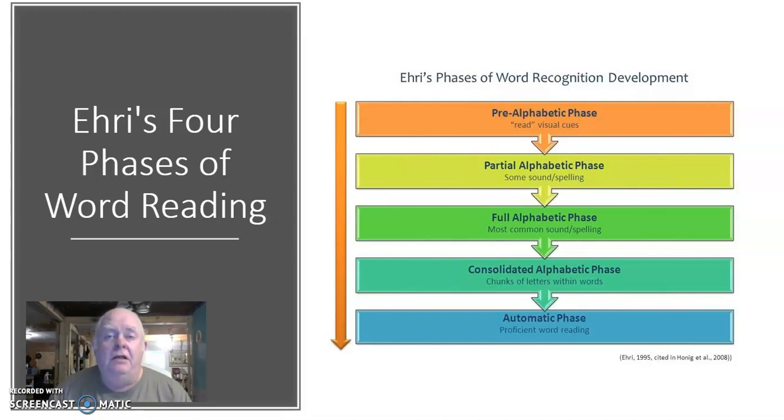Consolidated alphabetic phase is where they use chunks of words. Now this is interesting because they've learned that they don't have to spell out or sound out chunks. For example, ing is always ing. And so when they see that, they know that sound. They don't have to sound it out. For example, fishing, skating, and so forth. Now, the automatic phase seems to be somebody who can read. Everything's fine.